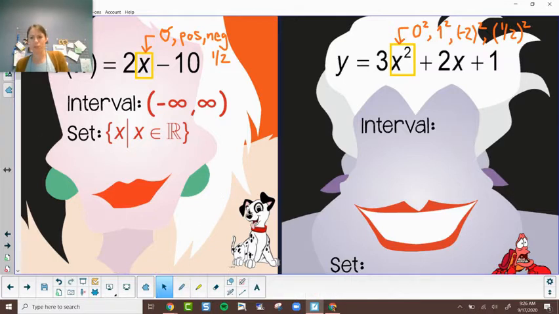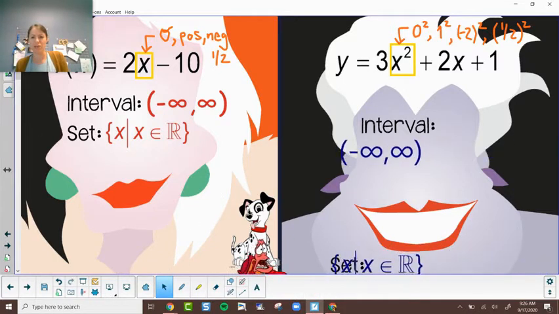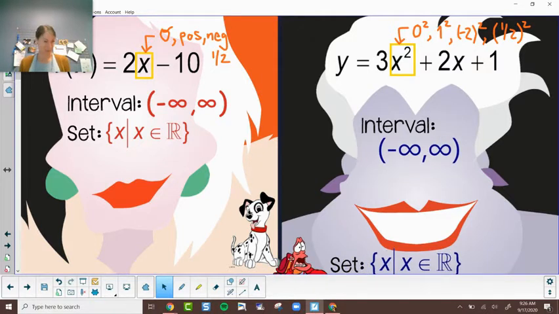Oh, this is a really nice one. Looks like Sebastian's freaking out. He doesn't need to because we have another all real numbers situation. I can plug in any number that I want and I can square it. Again, just focused on what I can put into the equation. And we're listing all the possible values that I can put into this.